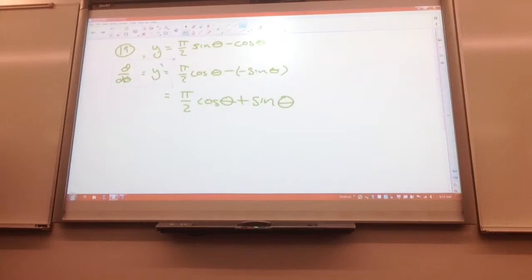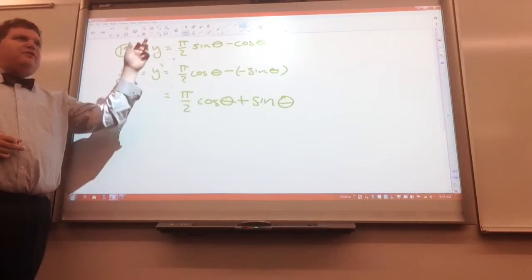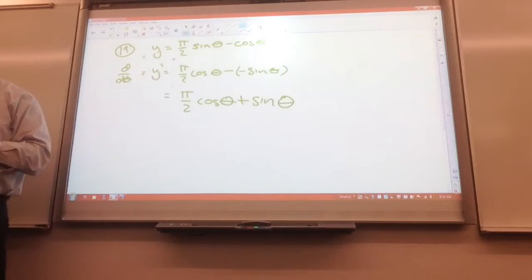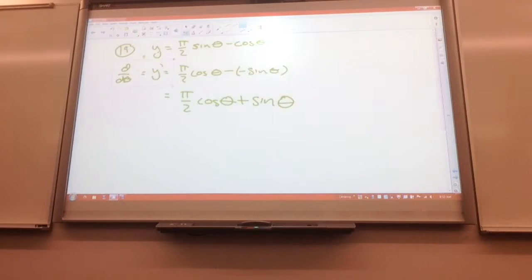I didn't switch them. I took their derivatives. Remember, what's the derivative of the cosine? Minus the sine. And what's the derivative of the sine? It's positive cosine. So basically, Teddy, I'm using those special rules we learned for the sine and the cosine to come up with this thing's derivative.